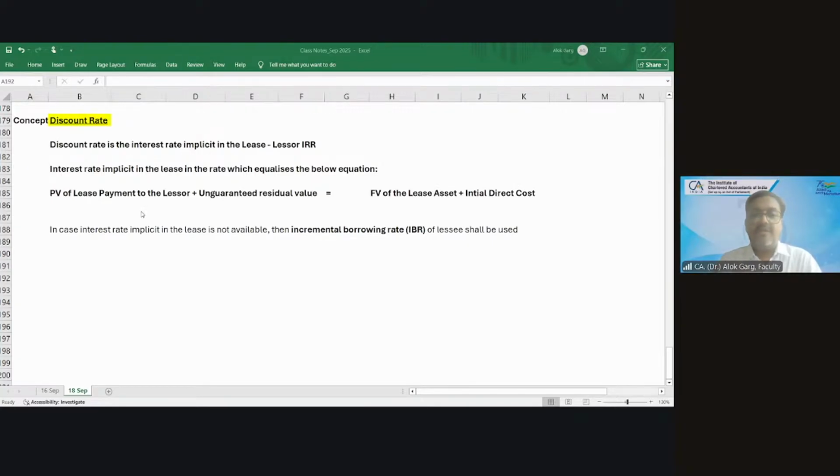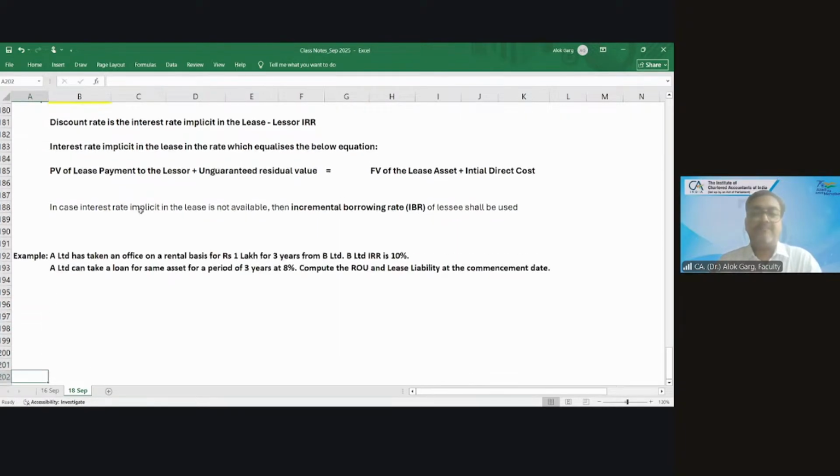Yes. So, for example, A Limited has taken an office on a rental basis for rupees 1 lakh for 3 years from B Limited. B Limited's IRR is 10%. So, what discount rate needs to be taken? This IRR to be taken, sir, because the lessor's rate is available.